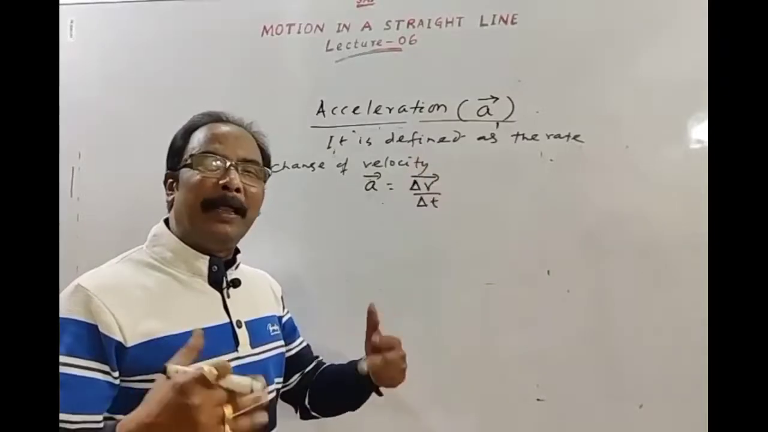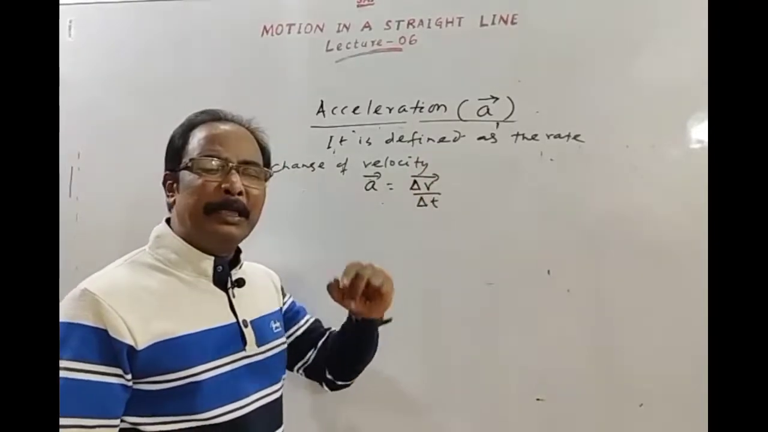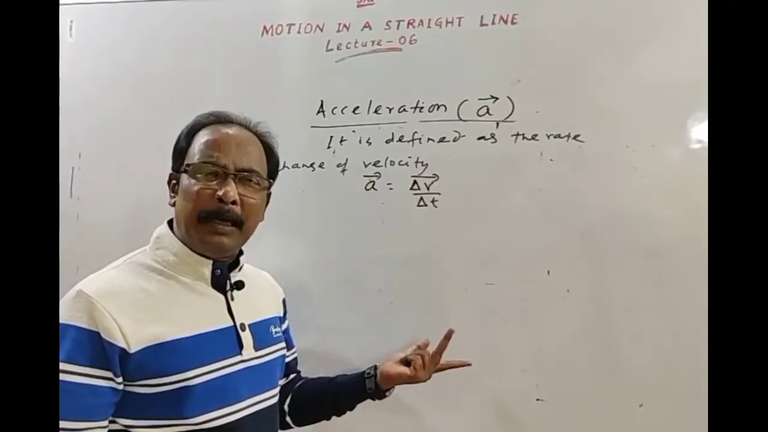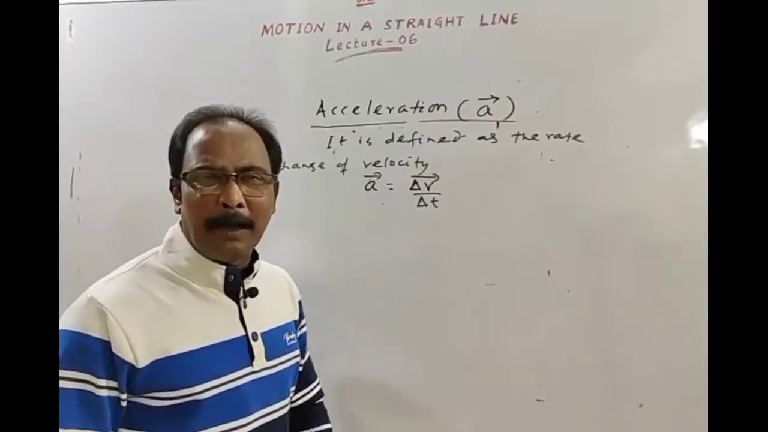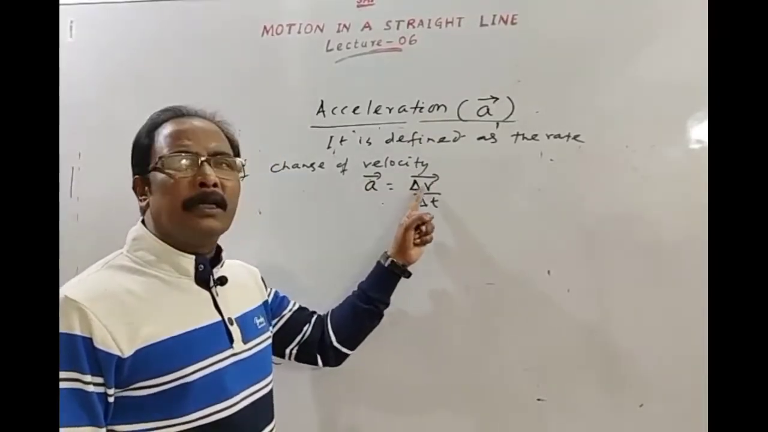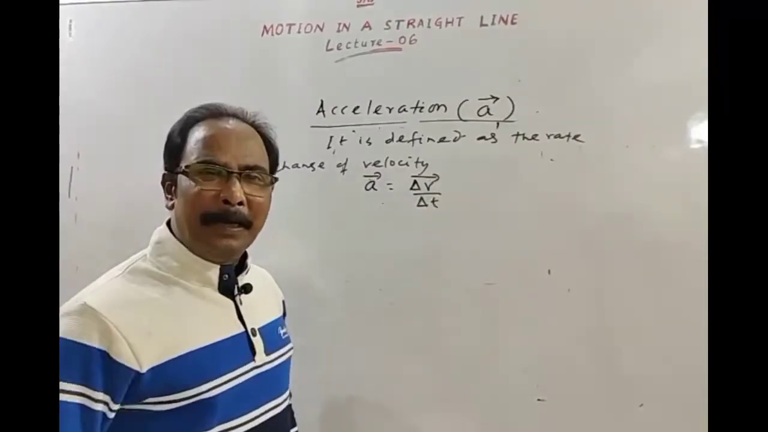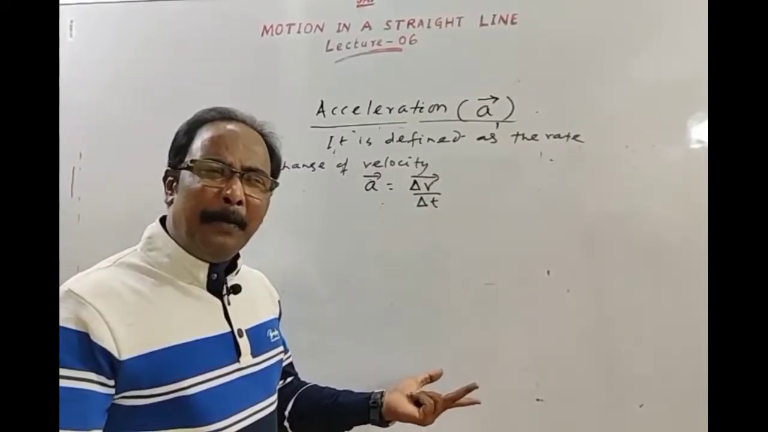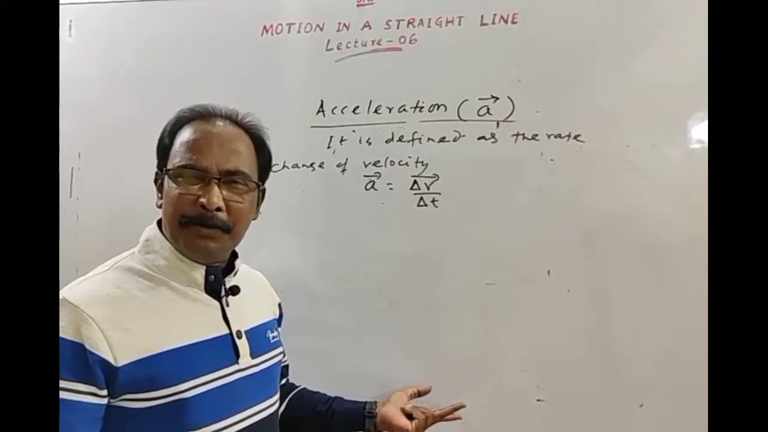Okay. So acceleration is a vector quantity. Velocity is a vector, change in velocity is a vector, so acceleration is a vector. Then what is the direction of acceleration? From the equation you may say the direction of acceleration is along the direction of change in velocity. But in a simpler way, when does velocity change?